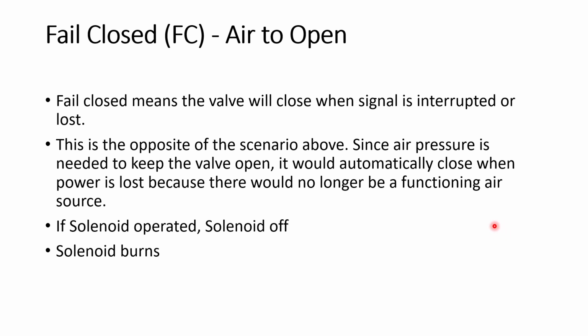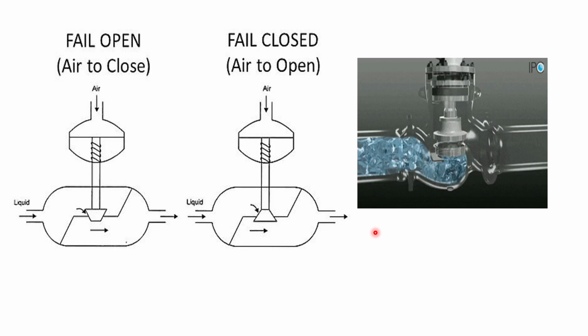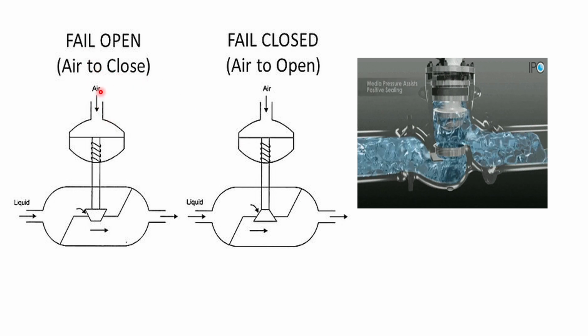Now let us see the fail close or FC position. Fail close means that the valve will close when the signal is interrupted or lost. This is the opposite scenario of the air to close. Since air pressure is needed to keep the valve open, it will automatically close when the power is lost because there would no longer be a functioning air source. If the solenoid is off, the valve will close.